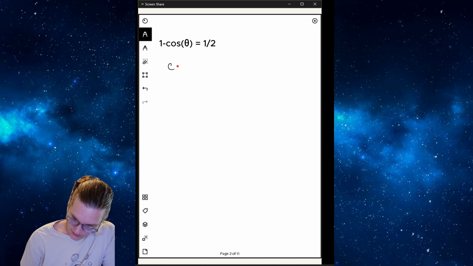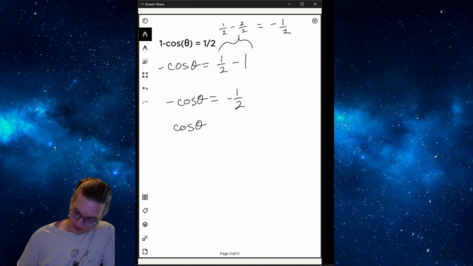Here we'll have, move that 1 over here. Minus cosine of theta is going to equal 1/2 minus 1. We want to get these to be the same denominator, so I'll do 1/2 minus 2/2, which is going to be a negative 1/2. So negative cosine of theta equals negative 1/2, which means cosine of theta, we can just get rid of these negatives. Cosine of theta equals 1/2.